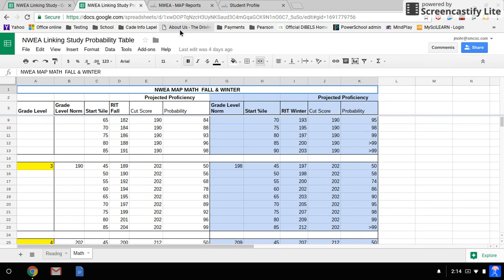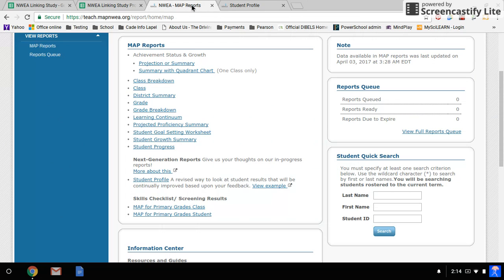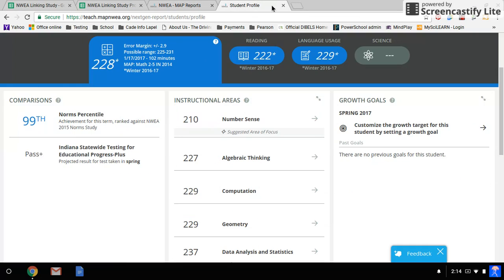One thing that we did want to mention was that if you go to the reports site and go down to student profile, they have updated this section where it works on the comparisons. What they're saying is that this student is projected to pass plus, and you can see they're in the 99th percentile. Where we need to have some caution would be if they are projected to pass ISTEP, but they're only in the 50th percentile or the 48th percentile.